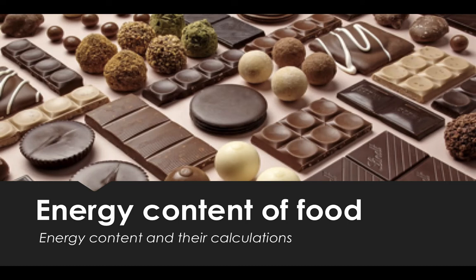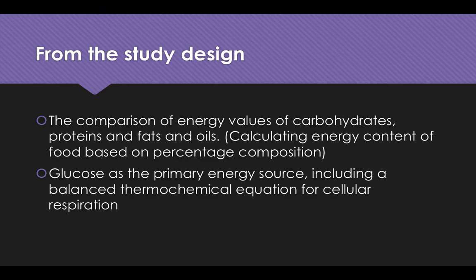AOS 3, calculating energy content of food. In this section, we'll address mostly 2 points. The first is the comparison of energy values of carbohydrates, proteins, and fats and oils. That includes how to calculate the energy content of food based on percentage composition. The second point is to know that glucose is a primary energy source of our body, and to know how to balance the thermochemical equation for cellular respiration.